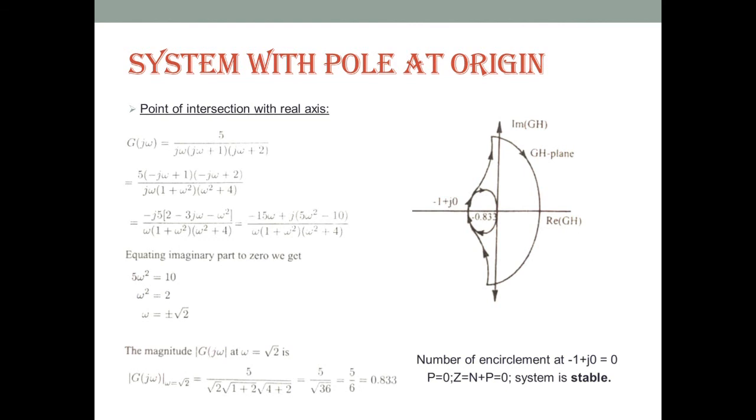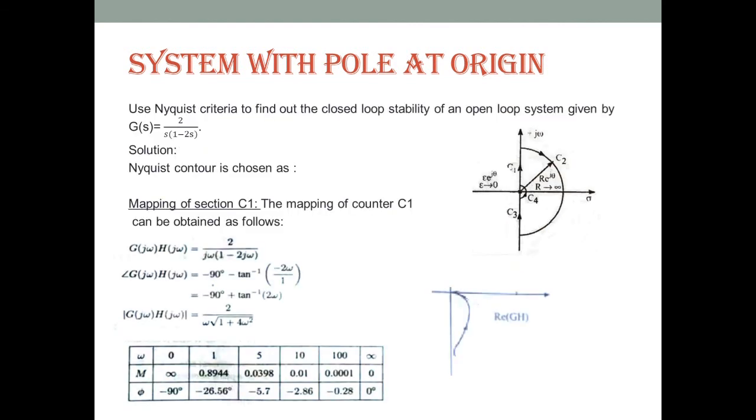So let us take another example. Here the system has a pole at the origin and we need to find out the closed loop stability of the given open loop system G of s equal to 2 divided by s into 1 minus 2s.